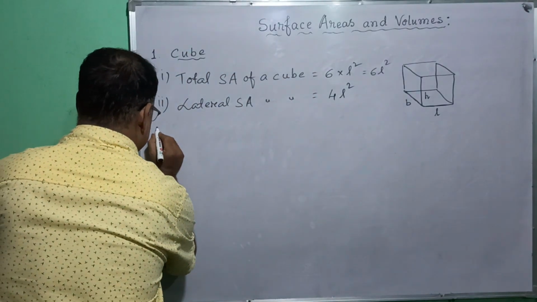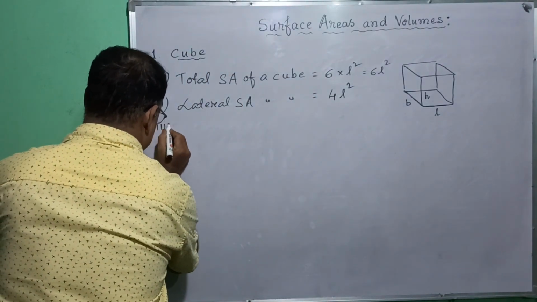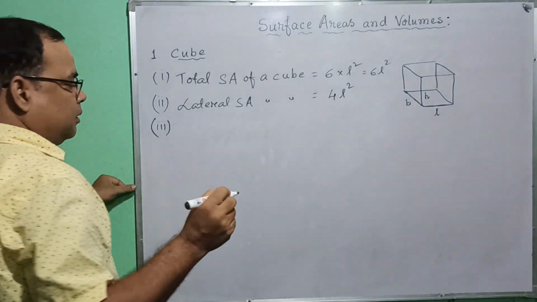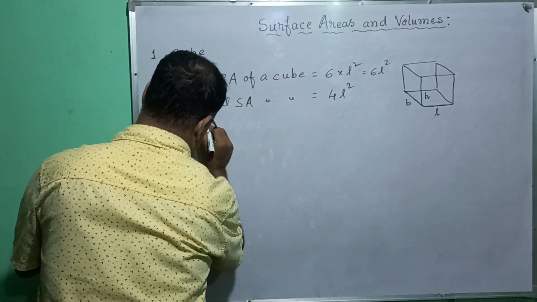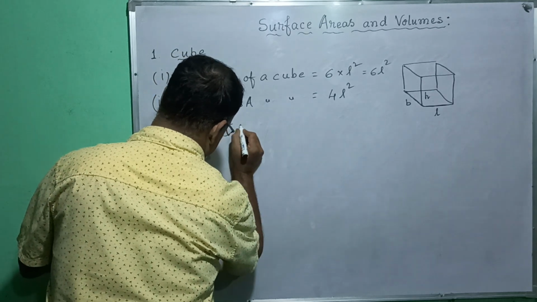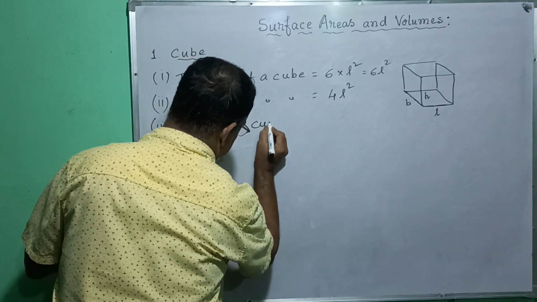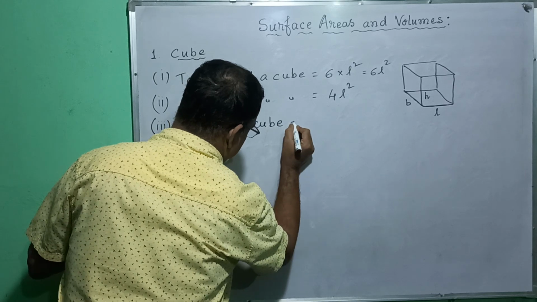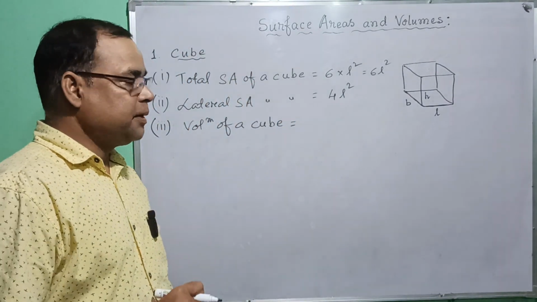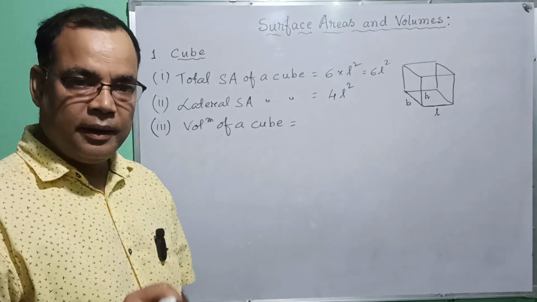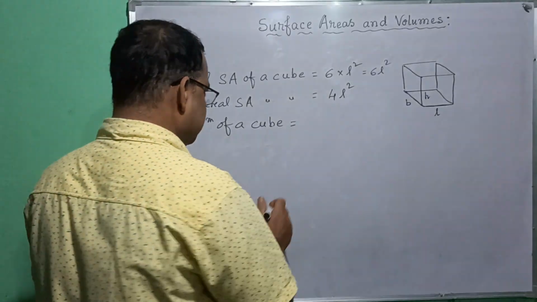Now number 3, in the case of a cube, only volume is left, so we can write volume of a cube equals. What is the volume of a cube? Here all the three dimensions are equal, so we can write L into L into L, so it is L cube.